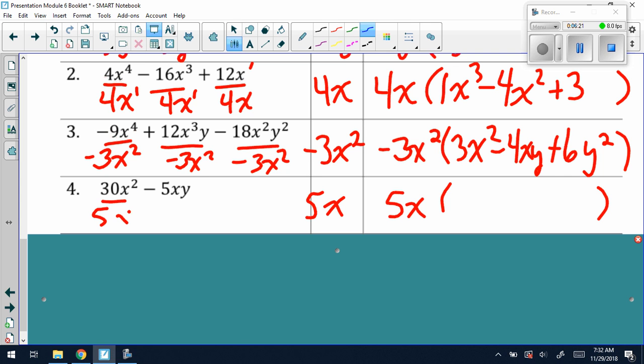Dividing everything through by 5x. 30 divided by 5 is 6. X squared divided by x is x. 2 minus 1 is 1. Negative 5 divided by 5 is negative 1. The x's will cancel, and I'm left with just y. Then if I redistribute, 5x times 6x is 30x squared. 5x times negative 1y is negative 5xy.